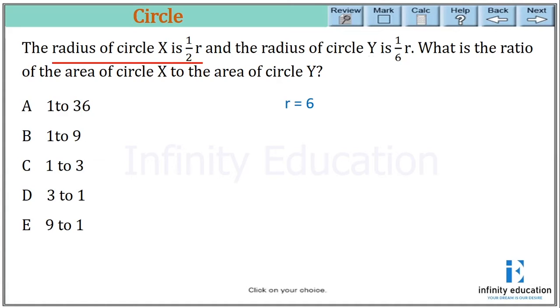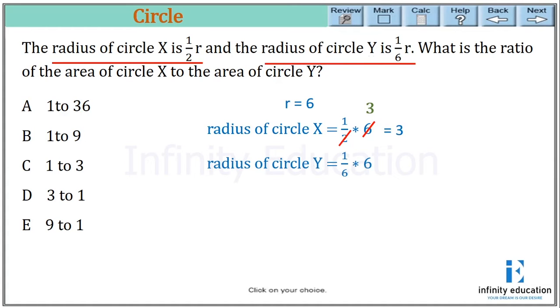It is given the radius of circle x is 1 by 2r. So the radius of x equals 1 by 2 into 6. Simplifying, 2 and 6 cancel to give 3. So the radius of x is 3 when r equals 6. The radius of circle y is 1 by 6r. By the same logic, putting r equals 6, we have 1 by 6 into 6, so the 6s cancel. So 1 is the radius of circle y when r equals 6.